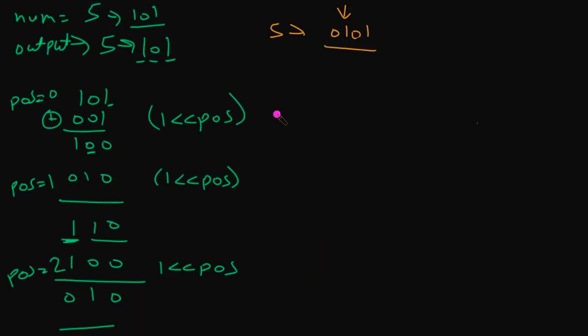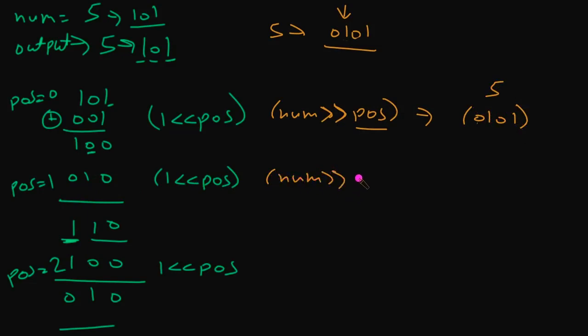For that, what we can do is simply shift our number. Our number is num, and we shift it by position. Here the position value is 0. After right shifting it by 0, it will remain the same, that is 0101, and its decimal representation will be 5. When position is equal to 1, when we have to flip the bit at first position, first we will check the value of num right shifted by one time. That will be 0010, and its decimal representation will be 2.